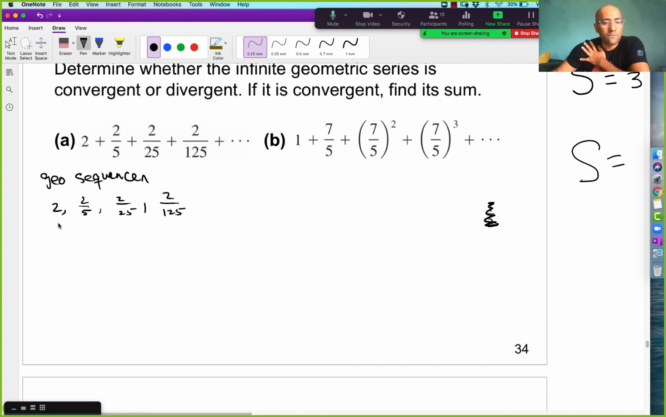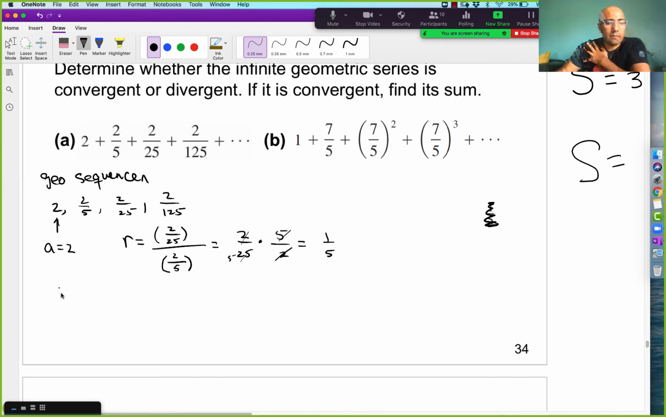Okay, so the first value on my list, A, is going to be a 2. And then to find the common ratio, all I have to do is take any number and divide it by the one that came right before it. So let's do 2 over 25 divided by the one that came right before it, 2 over 5, multiplying the numerator times the reciprocal of the denominator. We get that. These cancel, these reduce. We end up with 1/5. Okay, so the common ratio is 1/5. A is equal to 2.